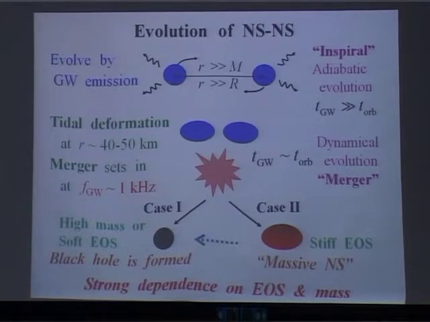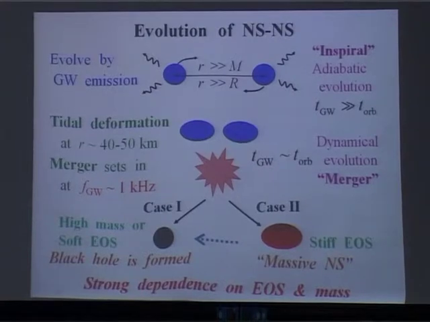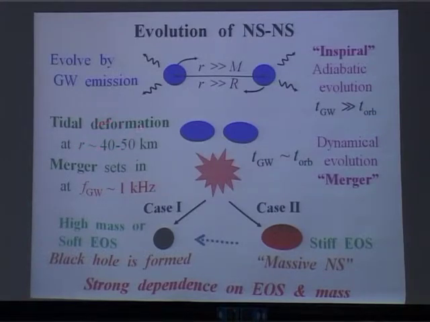each component of the binary may be considered as a point particle, because the orbital radius r, small r, is much, much larger than large R. Large R denotes the stellar radius. But after this phase, I mean if the orbital separation is smaller than about 50 kilometers, 50 kilometers means about 4 times the stellar radii, R is about 10 kilometers to 15 kilometers. Then the tidal deformation effect becomes important. And after that, hydrodynamics plays an important role in the merger phase.